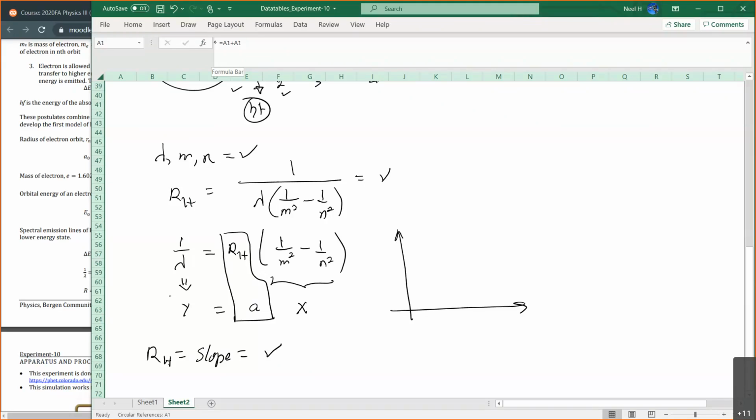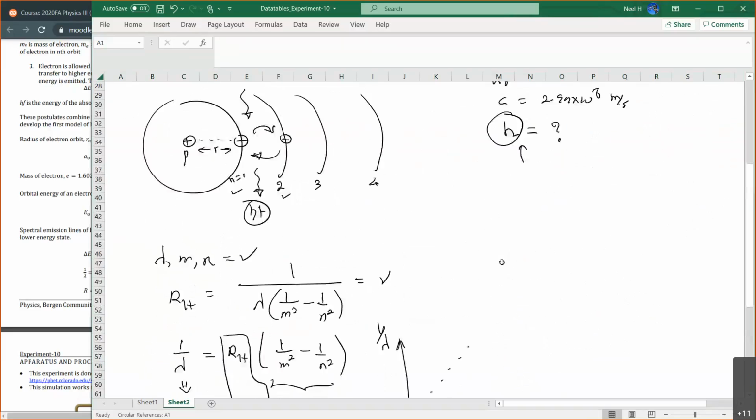So we can make a graph. The x-axis should be 1 over m square minus 1 over n square, and the y-axis should be 1 over lambda. Then I should get a small graph. By using the graph, I can take the slope, and we can again calculate the same parameters. Okay, that is the first part.